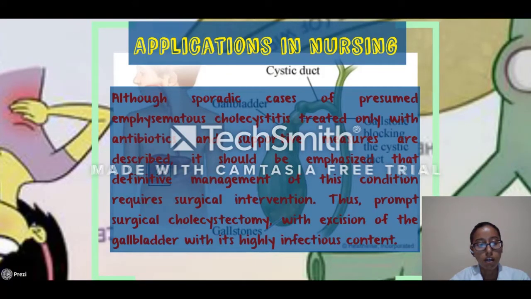Application in nursing. Although sporadic cases of presumed emphysematous cholecystitis treated only with antibiotics and supportive measures have been described, it should be emphasized that definitive management of this condition requires surgical intervention. Thus, prompt surgical cholecystectomy is needed, with removal of the gallbladder, which is highly infection-prone.